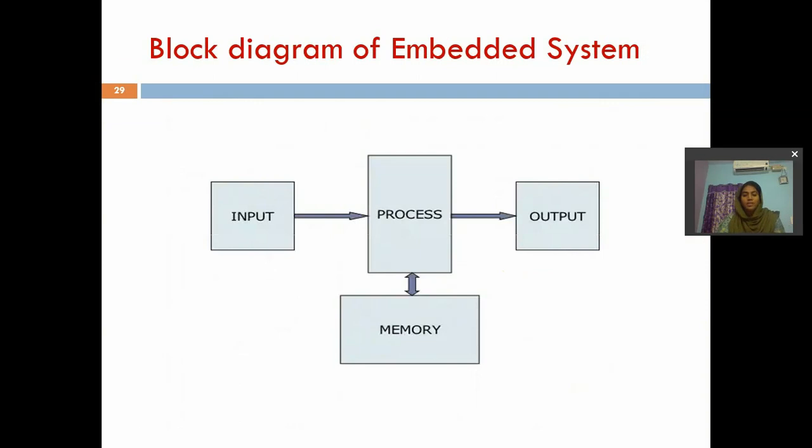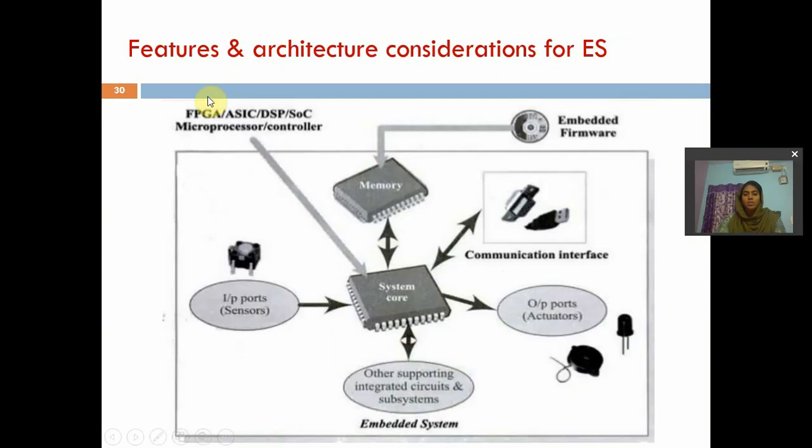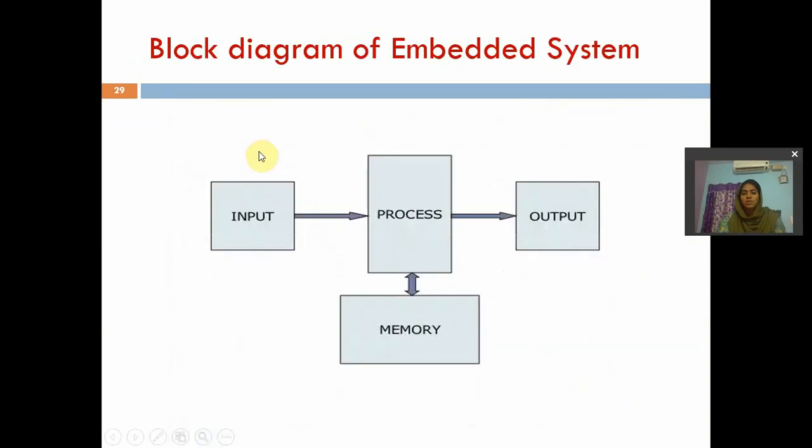So today we are going to discuss features and architecture considerations for an embedded system. So what are the different blocks in an embedded system? To know this concept, first we want to know the block diagram of an embedded system. What is an embedded system? An embedded system is a combination of software and hardware. In this topic, we are going to study the hardware circuitry.